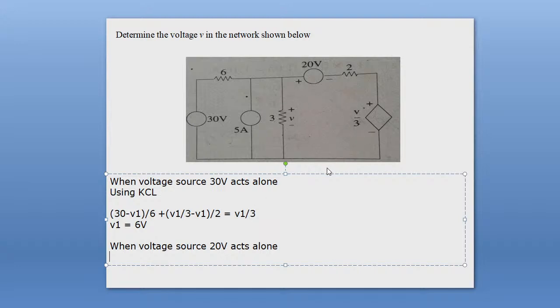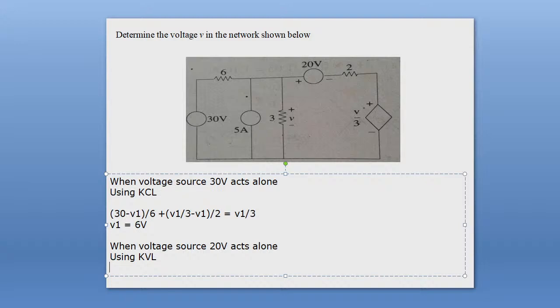You consider a loop equation, so you use KVL for this loop. You short the 30 volt source and open the 5 ampere source. So your circuit will consist of 20 volt, 2 ohm resistance, V by 3 dependent source voltage, 3 ohm resistance and 6 ohm resistance. Now you consider this loop. For this loop you can write KVL.